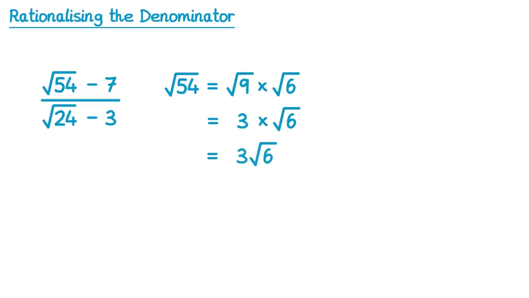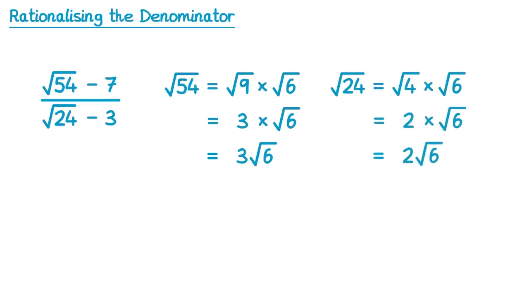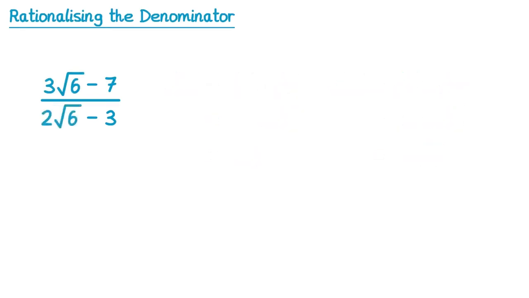And then the root 24 can also be simplified. That's root 4 times root 6. Root 4 is just 2, so we have 2 times root 6, which is 2 root 6. So let's replace root 54 with 3 root 6, and root 24 with 2 root 6. So now we're ready to attempt to rationalize the denominator.